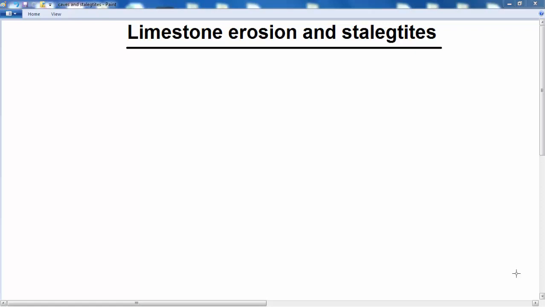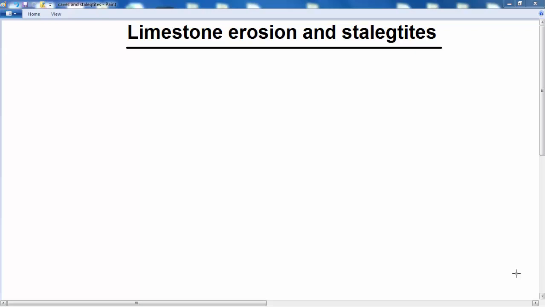In this lesson we're going to look at the chemical erosion of limestone and the formation of stalactites, and we're going to do so in the context of reversible reactions and applying Le Chatelier's principle, as we have been doing in the last few lessons, to understand the processes that are involved.